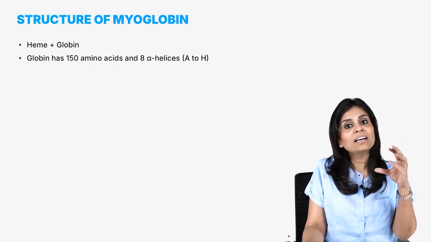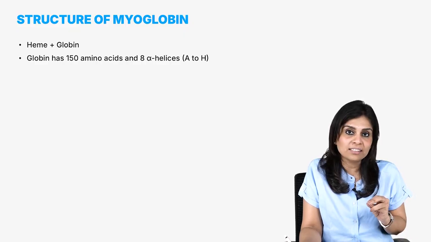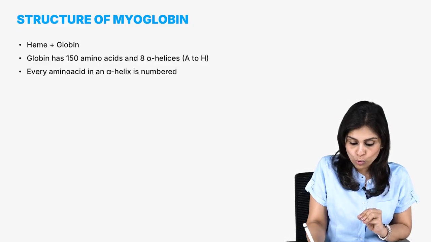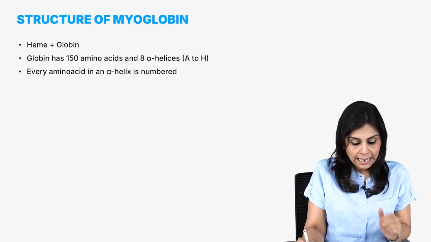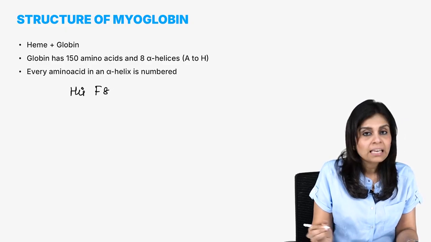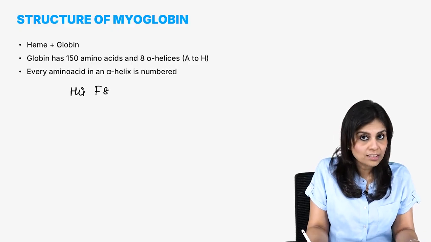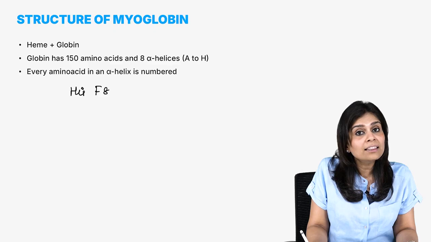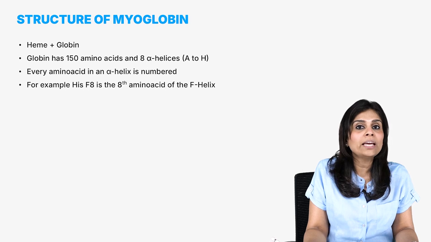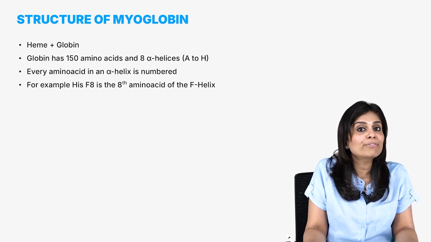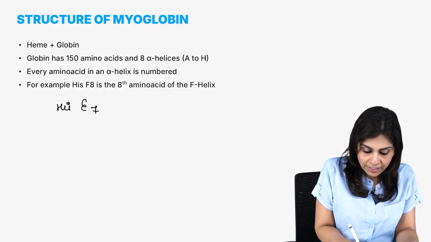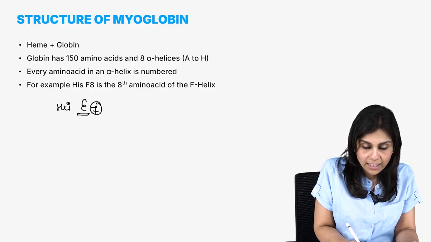Every alpha helix has individual amino acids. Those amino acids are numbered as 1, 2, 3 and so on. For example, if I call an amino acid histidine F8, I mean to say that it's a histidine which is present as the 8th amino acid of the F helix. Do you understand this? Histidine F8 means it's the 8th amino acid of the F helix. So what does it mean when I call something histidine E7? It's the 7th amino acid of the E helix.